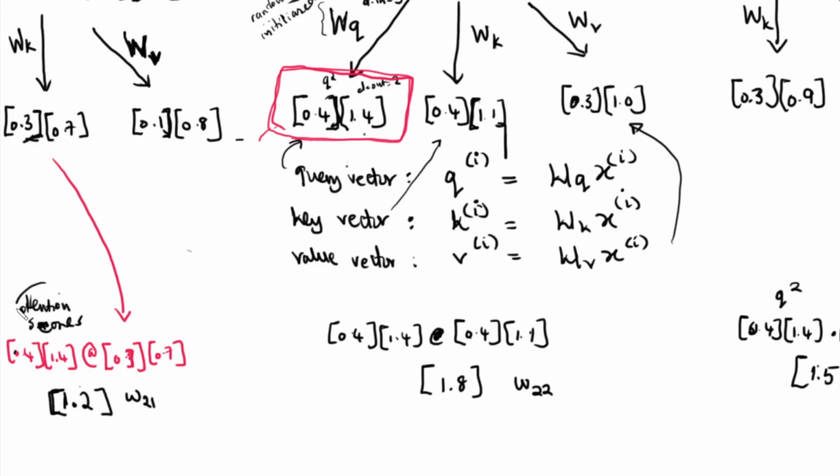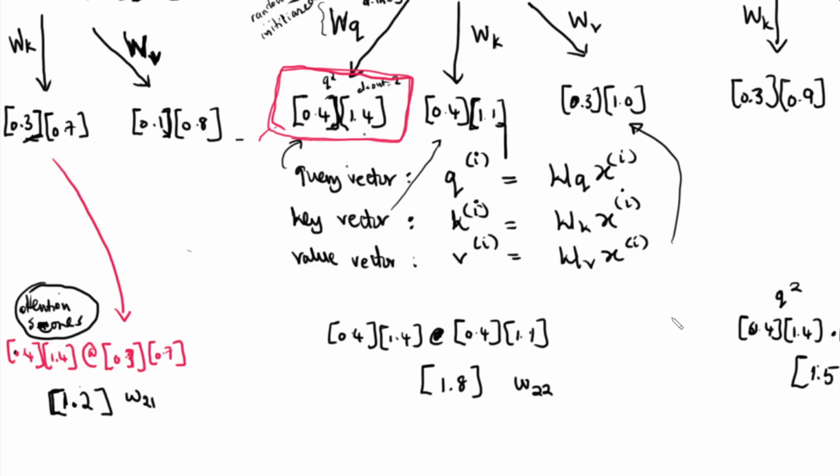Right. So now, perfect. We have our attention scores. Now that we have our attention scores, these are unscaled attention scores. As you remember, attention scores are unscaled, and they are computed as a dot product between the query and the key vectors.